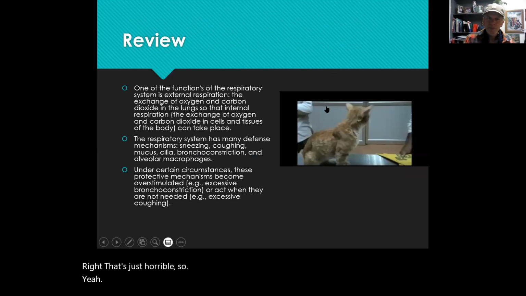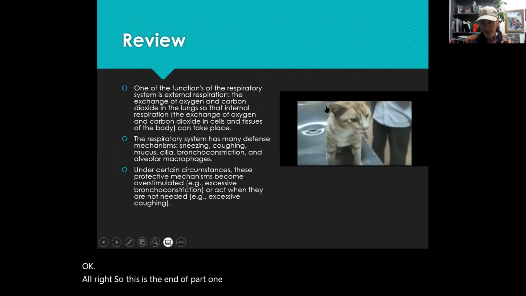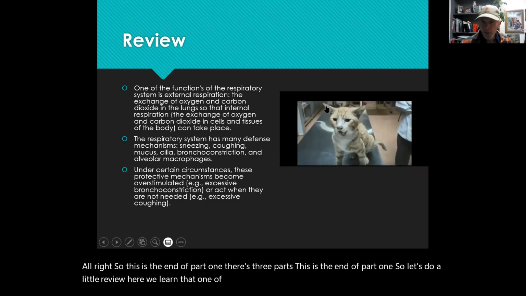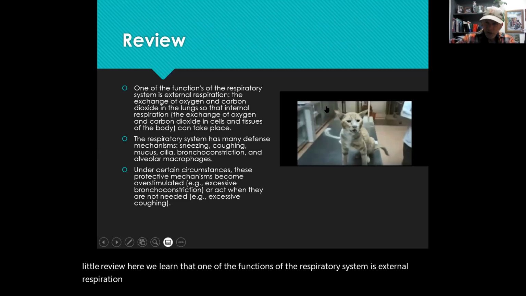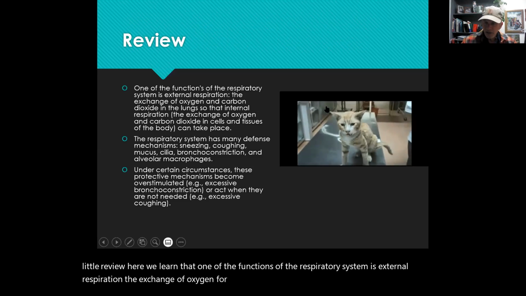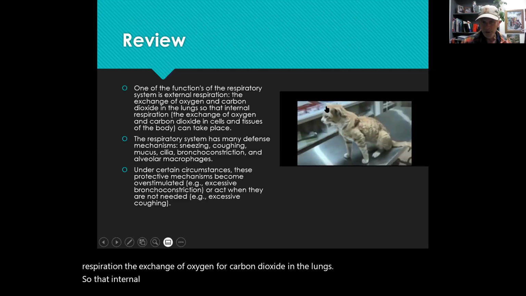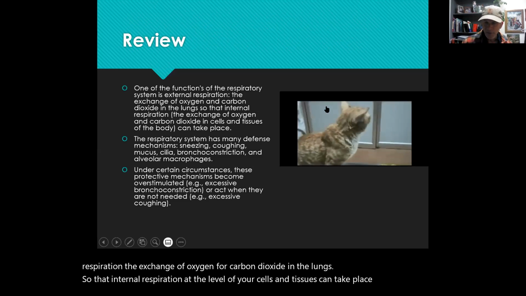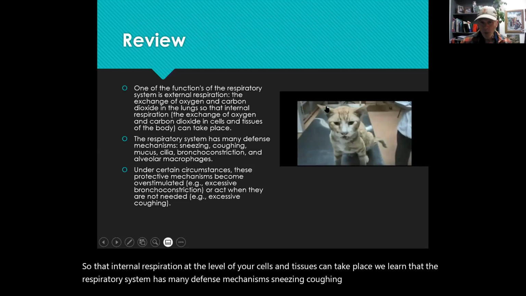Okay. All right. So this is the end of part 1. There's 3 parts. This is the end of part 1. So let's do a little review here. We learned that one of the functions of the respiratory system is external respiration, the exchange of oxygen for carbon dioxide in the lungs so that internal respiration at the level of your cells and tissues can take place. We learned that the respiratory system has many defense mechanisms: sneezing, coughing, mucus, cilia, bronchoconstriction, and alveolar macrophages.